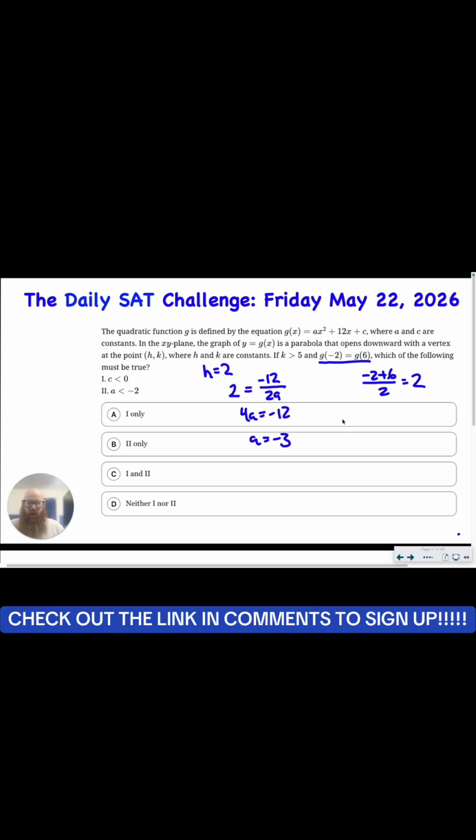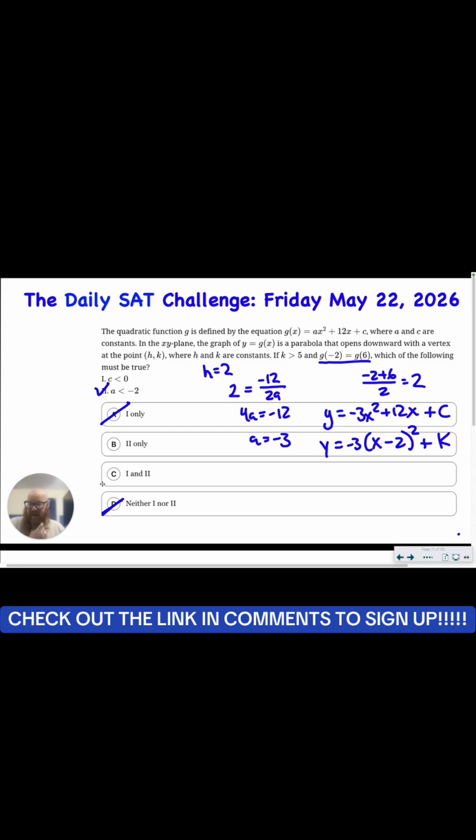So right now, I have two equations that I'm certain of. I know it's g of x, but I'm going to write y equals negative 3x squared plus 12x plus c, and the other one is y equals negative 3 times (x minus 2) squared plus k. This is vertex form and this is standard form. Well, I also know that a is negative 3, so it's definitely less than negative 2. So I know 2 is true. So now I'm just trying to figure out, is 1 true?